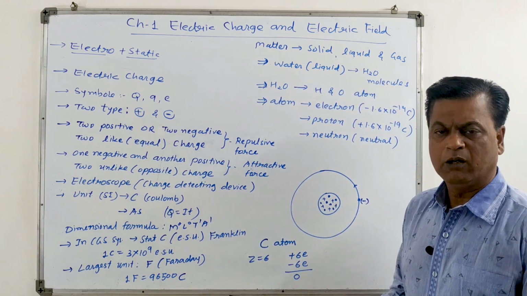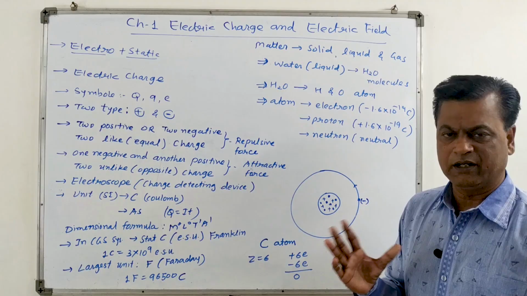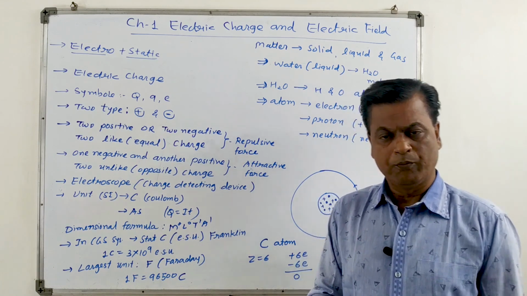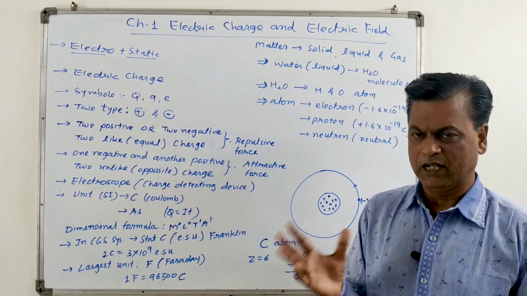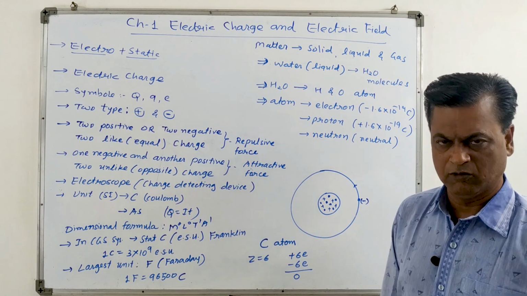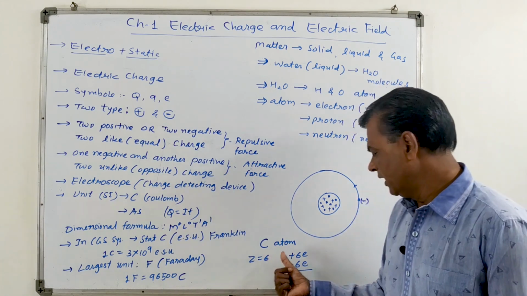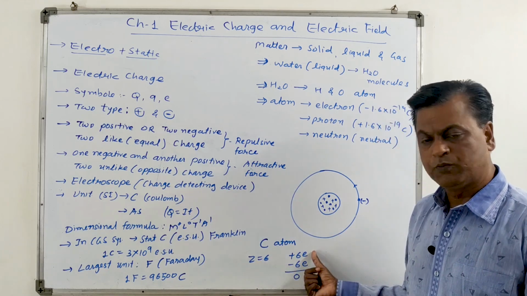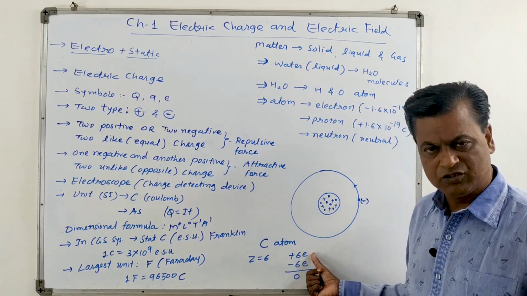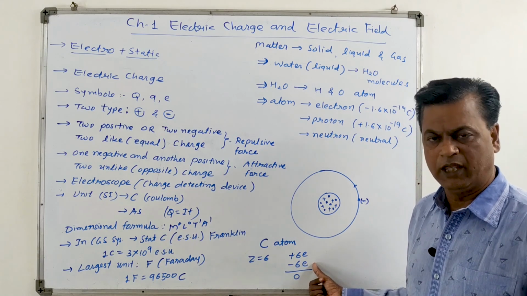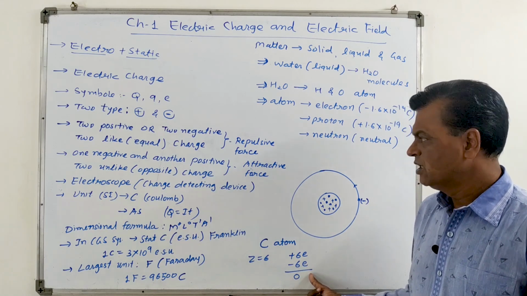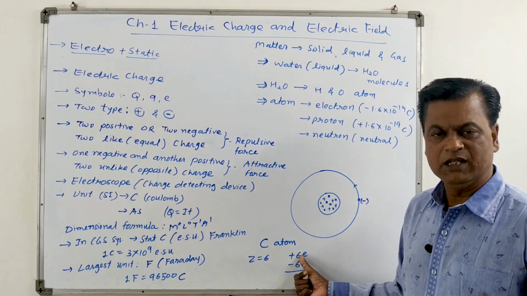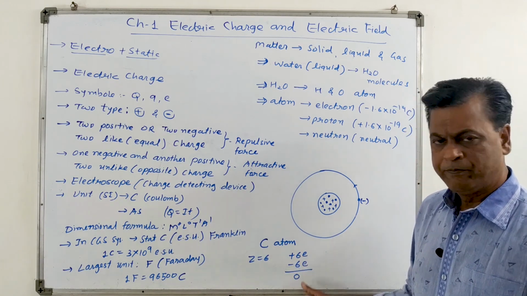Now atoms of all elements are electrically neutral. It means the number of protons and number of electrons are equal, so net charge is 0. Consider carbon atom. So atomic number of carbon is 6. So there are 6 protons inside the nucleus and 6 electrons revolving around it. So net charge is 0. Then we can say that carbon atom is electrically neutral.